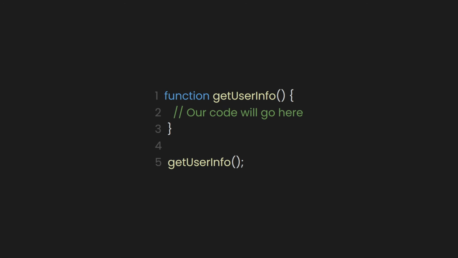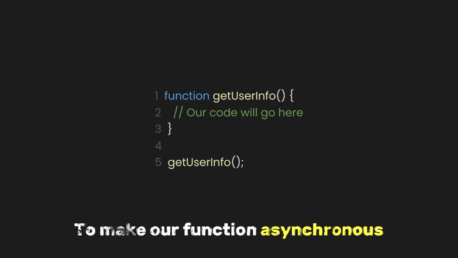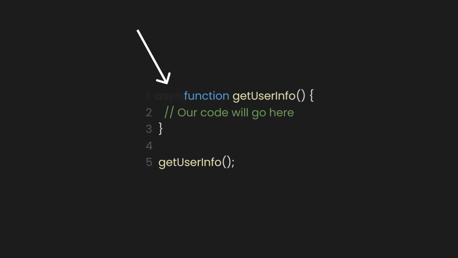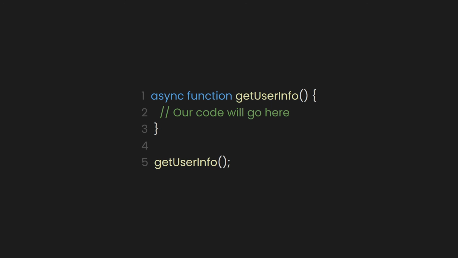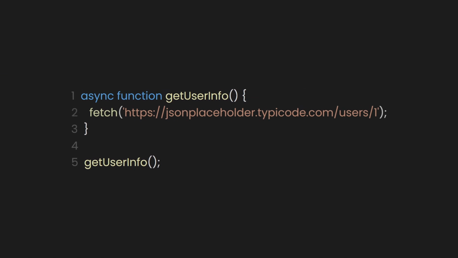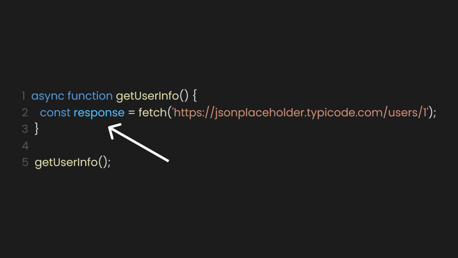First, let's make a function called getUserInfo to hold our code. To make our function asynchronous, we add the async keyword. Now, let's get a user from an API, for example, the JSON placeholder API. We'll use the fetch function to grab data from JSON placeholder user's route. And let's store the data we get in a constant called response.